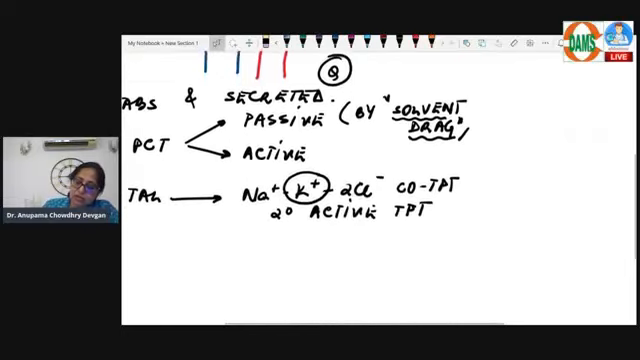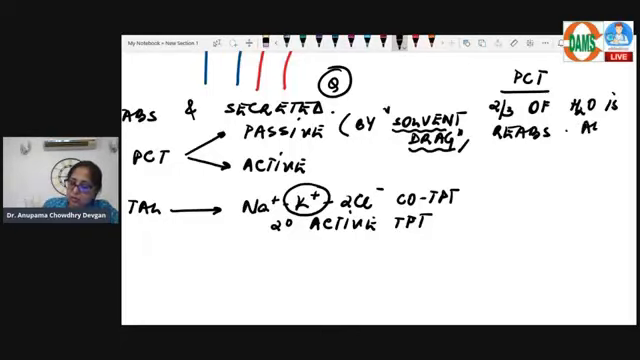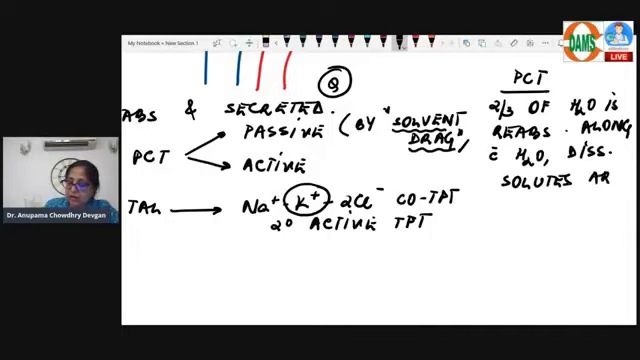What is solvent drag? In the PCT, 2/3 of water is reabsorbed. Along with reabsorption of water, dissolved solutes, including potassium, are reabsorbed. This is known as solvent drag, meaning they're being dragged along with the absorption of water. Huge amount of water reabsorption is taking place in the PCT, and along with it dissolved solutes are reabsorbed.